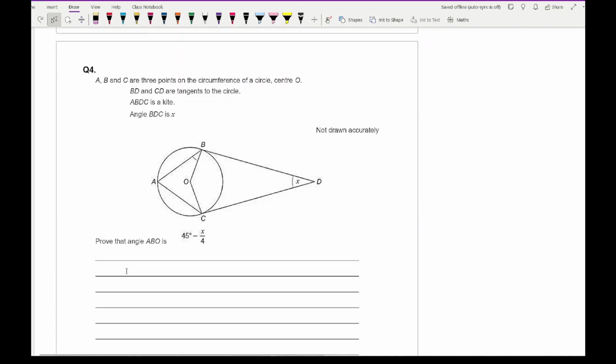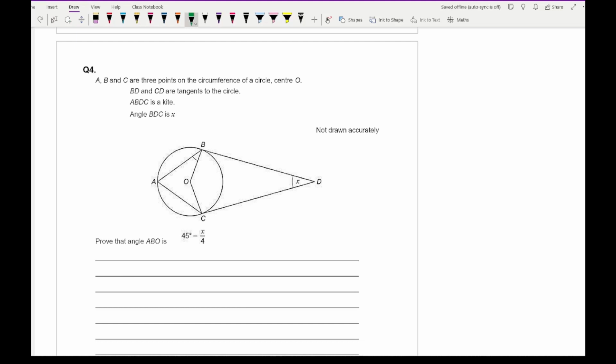Moving on to question 4, it says ABC are 3 points on the circumference of a circle with centre O. BD is equal to CD are tangents to the circle. ABDC is a kite, and angle BDC is X. And the question is asking us to prove that the angle ABO is 45 minus a quarter X.